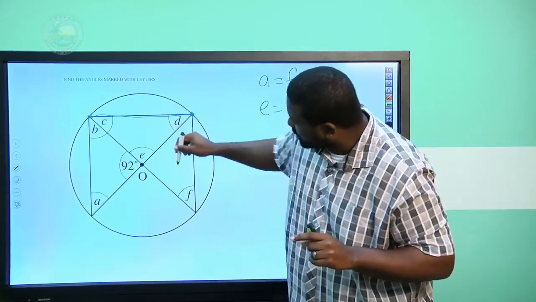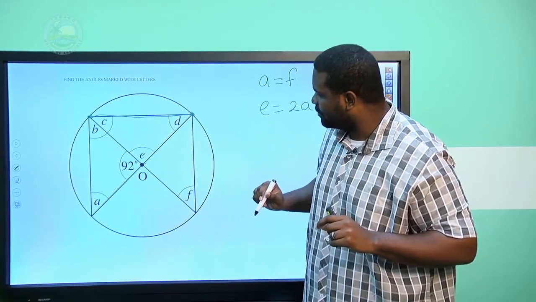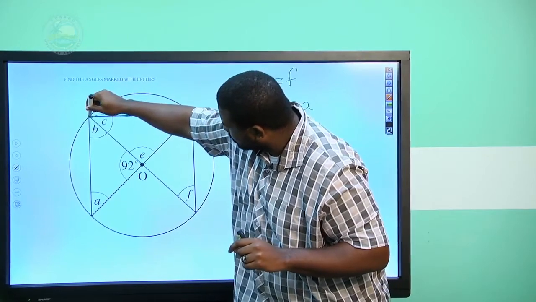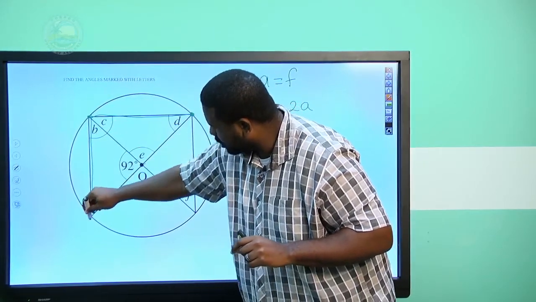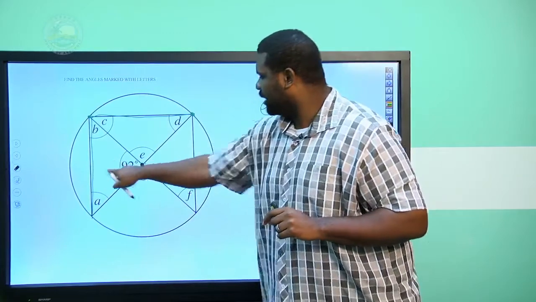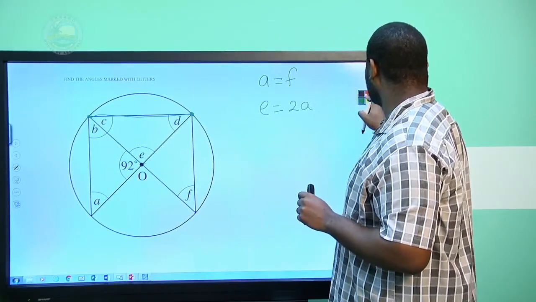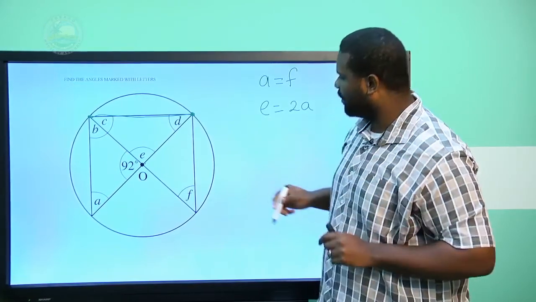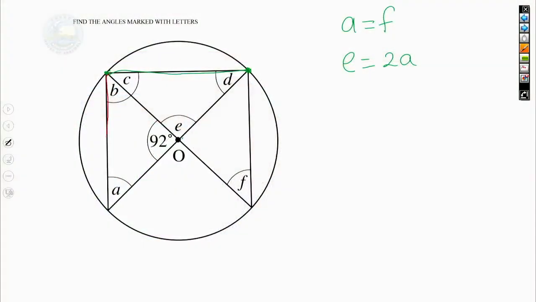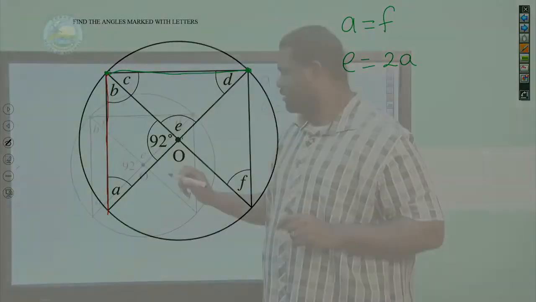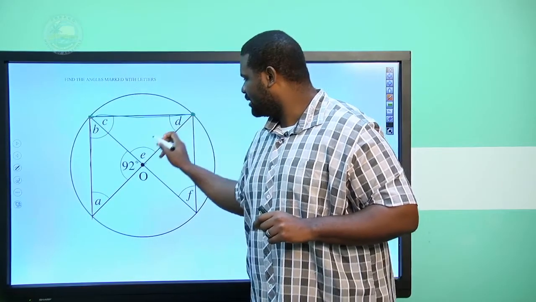So this 92 degrees is being subtended by which chord? It's being subtended by that chord. And you know what? Let me just change the color so that we're not confused. Let's choose red. Why not? So this red line is subtending the 92 degree angle. We good?